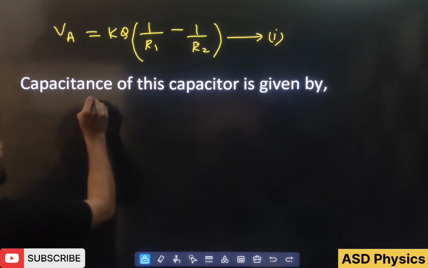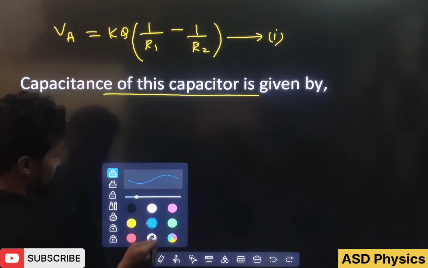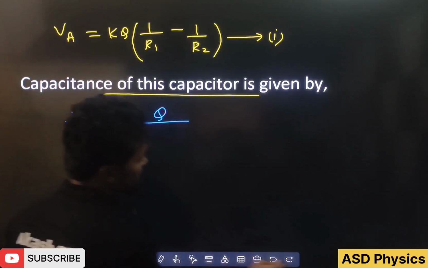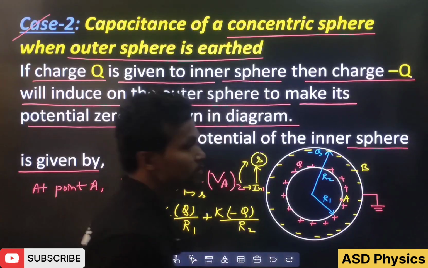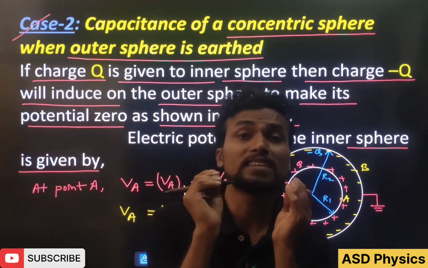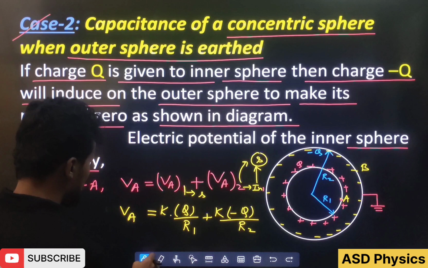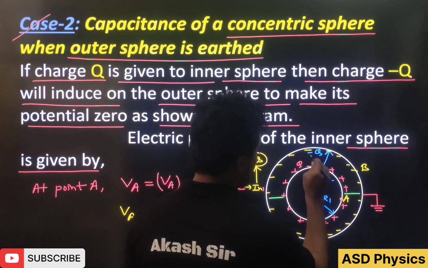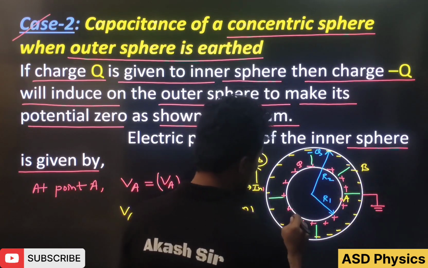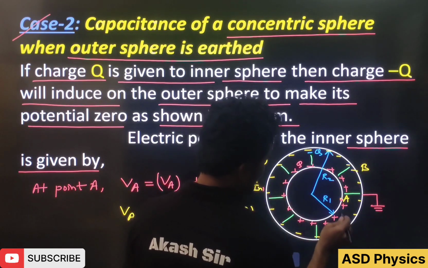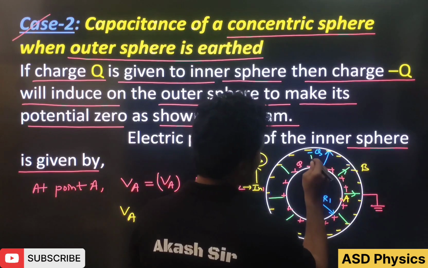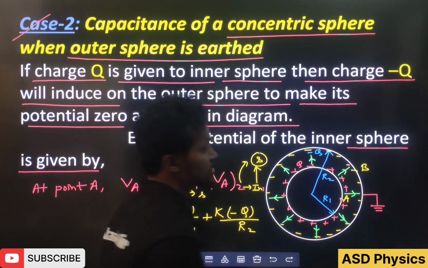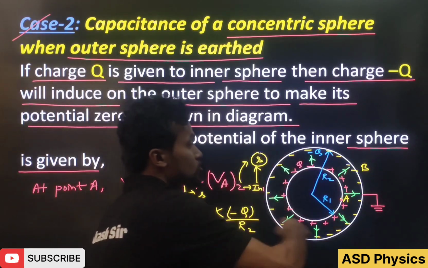Now, capacitance of this capacitor is given by, capacitance C equal to, how much charge is there? Q charge. Because you know very well, the capacitor stores energy in the electric field. Even if I draw the electric field, where will it be? Electric field will be in this region, starting from the positive charge and ending at the negative charge. In this electric field, energy will be stored, because a capacitor is a device which stores charge and energy.